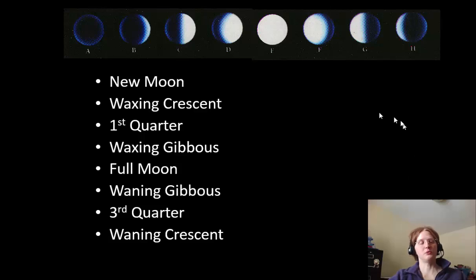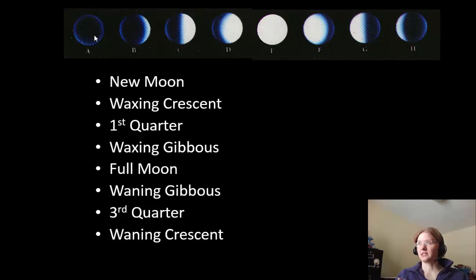So here, this is what a new moon looks like. This is called a waxing crescent phase. First quarter, waxing gibbous, full moon, waning gibbous. Waning means that the lighted part is getting smaller. Third quarter, waning crescent, and then we would come back to new moon.